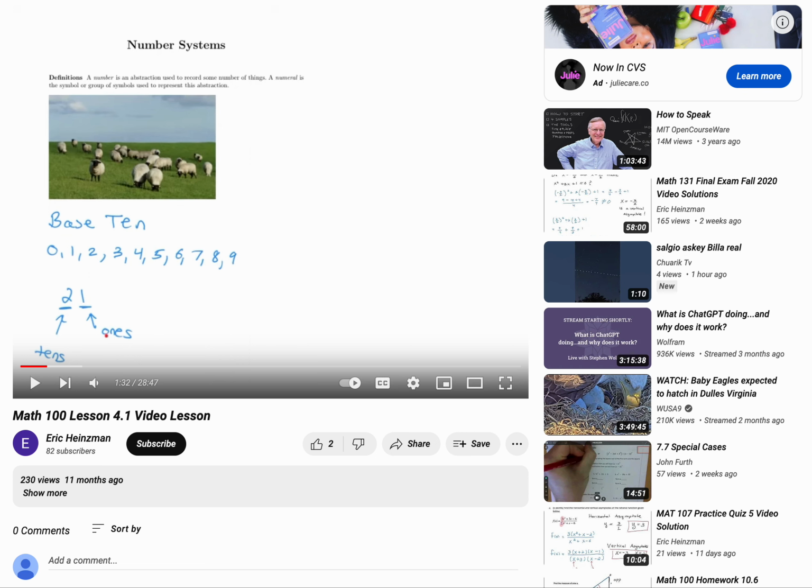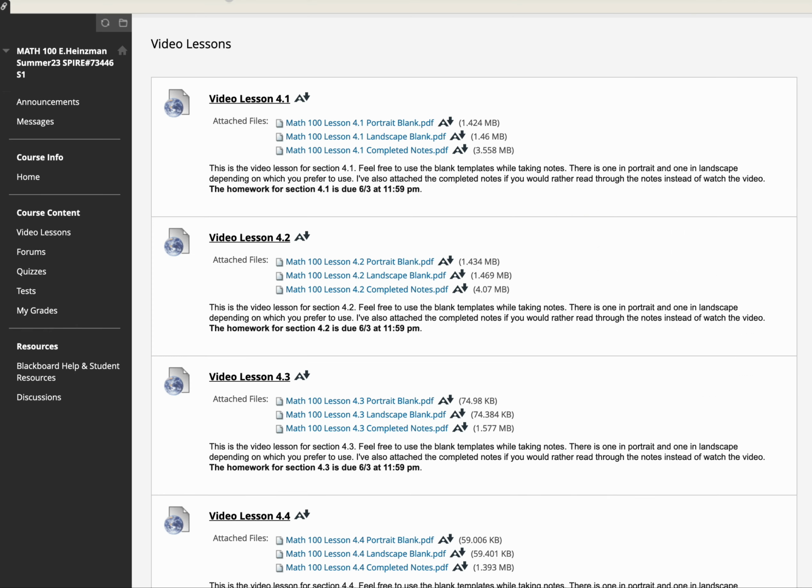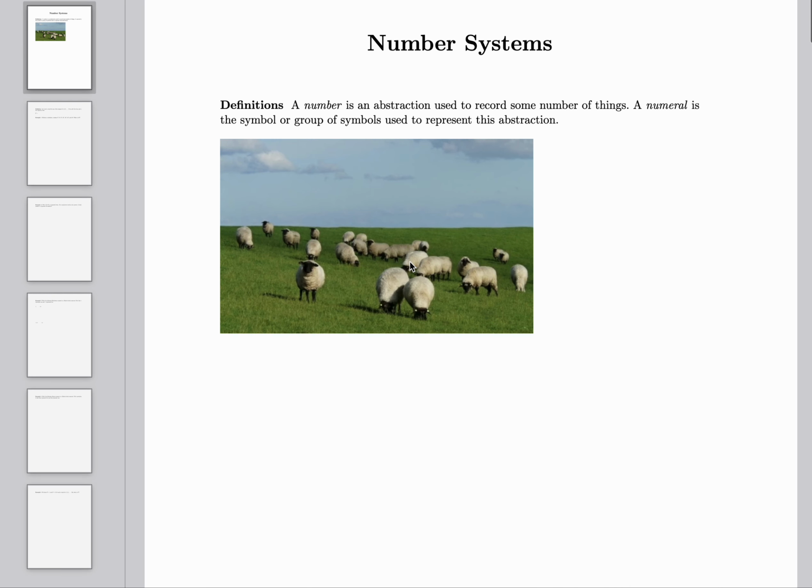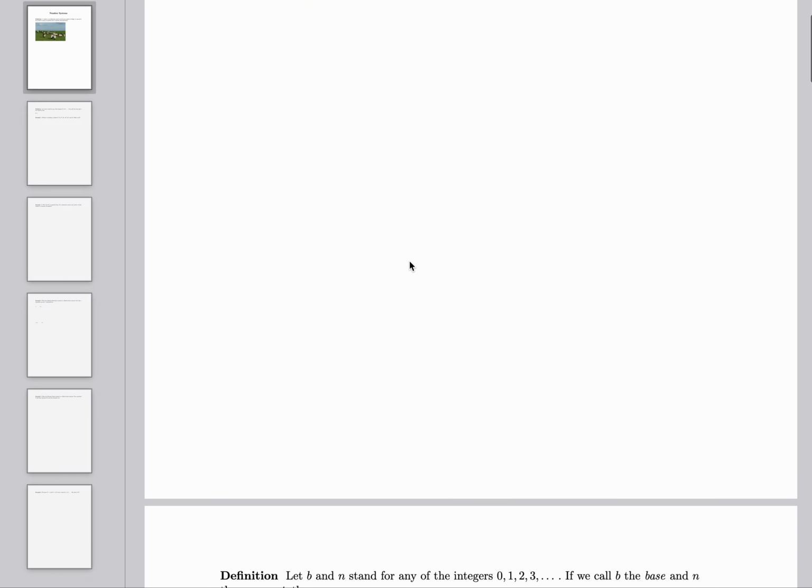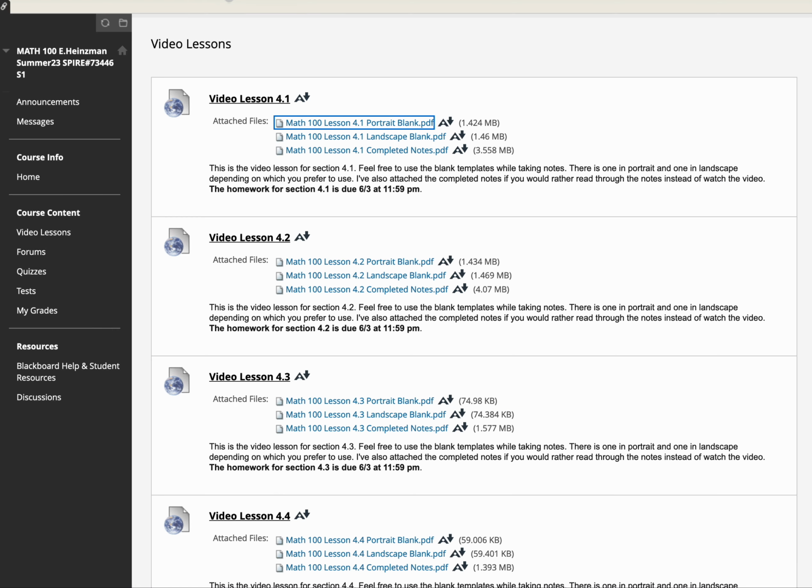I'm going to go back to Blackboard. To follow along when watching this video, you can click on here where there's a partially blank set of notes. Essentially, it's just the highlights of things that happen in the video, and then you can write notes over top of this. Going back to Blackboard.